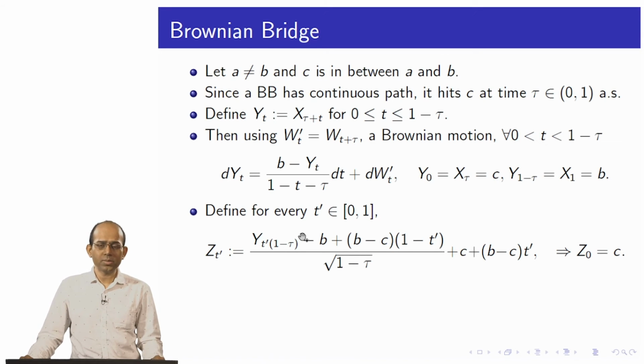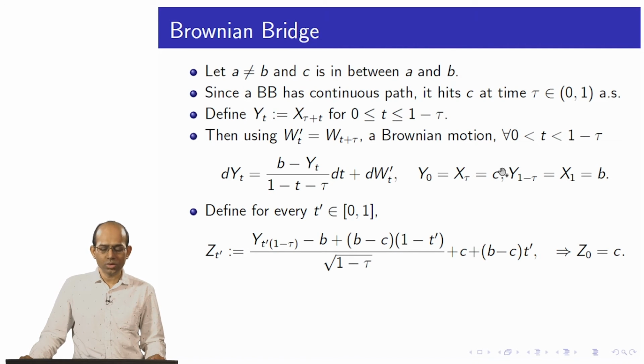Okay. So, let us just analyze what we obtained here. So, put t prime is equal to 0 both sides, I get z0. So, z0 is equal to y0 minus b plus b minus c. So, this b and this minus b would cancel. So, I would get y0 minus c. Okay. y0 is anyway c. So, y0 minus c is 0. So, numerator is 0. Okay. On the right hand side, when t prime is equal to 0, this factor would vanish. So, I would get c. So, z0 is equal to c.